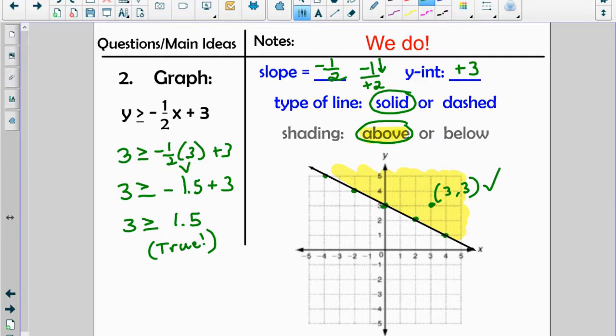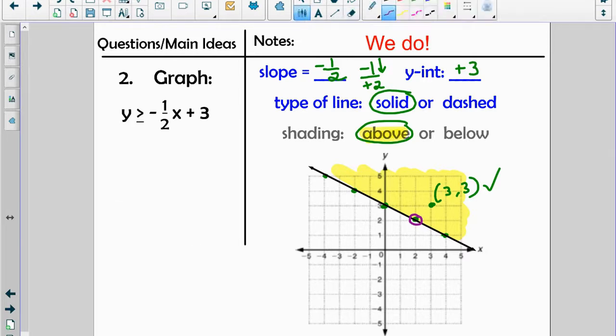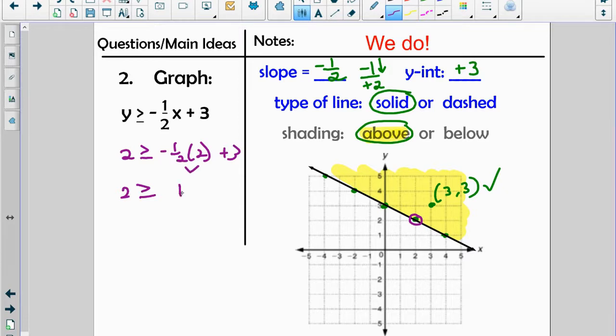If we wanted to check a point that's right on the boundary line, we could do that as well. Remember how 2, 2 was right on the boundary line? Let's check and see if that would be a solution to this linear inequality. We substitute a 2 in for x and a 2 in for y, and we get -1/2 times 2, which is -1. And -1 plus 3 is +2. So checking to see if that gives us a solution. Is 2 greater than or equal to 2? Yes, it is.